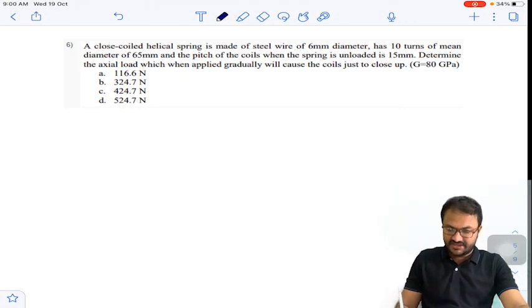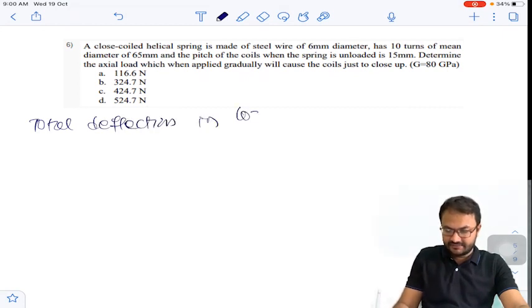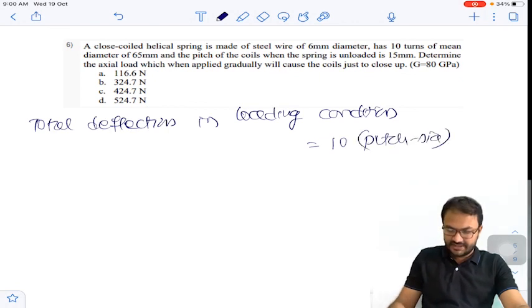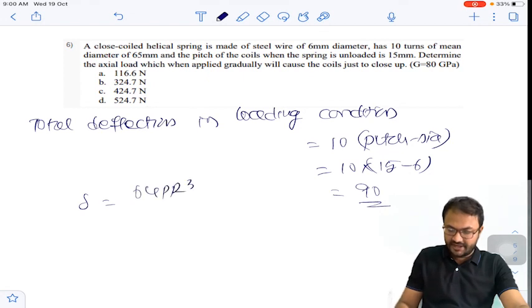So let's take first of all the total deflection in loading condition, which is equal to 10 into pitch minus diameter. So that is 10 into 15 minus 6. It will be 90. Clear? So delta is equal to 64 P R cube N divided by G d power 4. P is equal to delta G d power 4 divided by 64 R cube N.